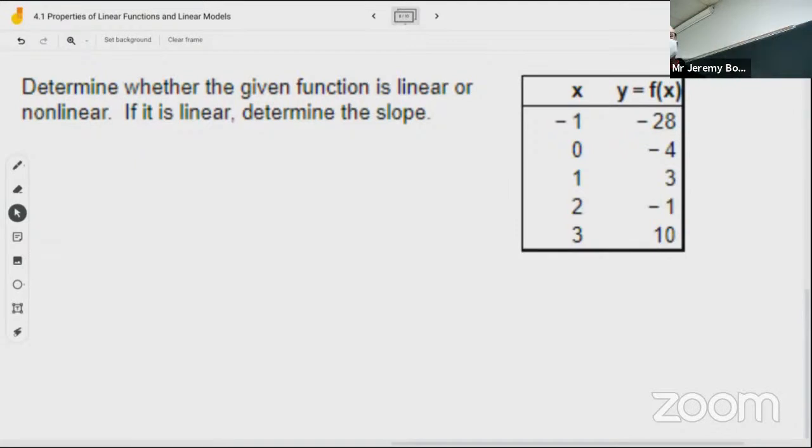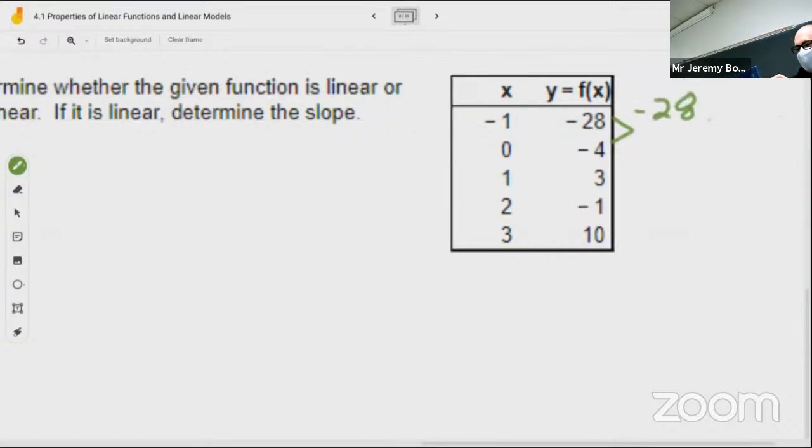Remember, to do this one, we're going to figure out the rate of change or the slope between each of our data points. So you have a y value of negative 28, x value of negative 1, y value of negative 4, x value of 0. So we're going to find the slope or the rate of change between those two. So let's do negative 28 minus a negative 4 over negative 1 minus 0. Remember that the values on top of each other need to come from the same ordered pair.